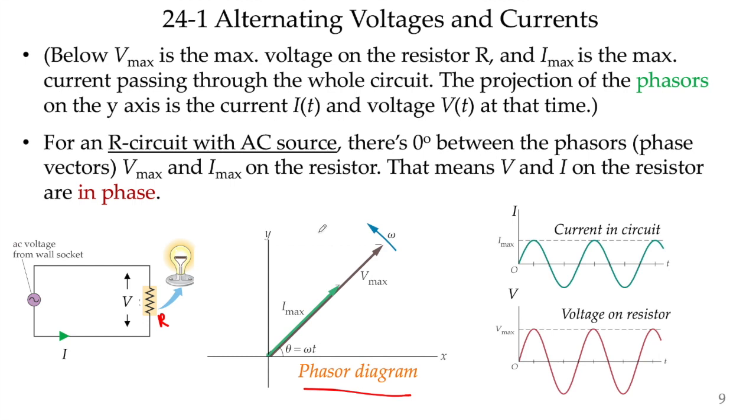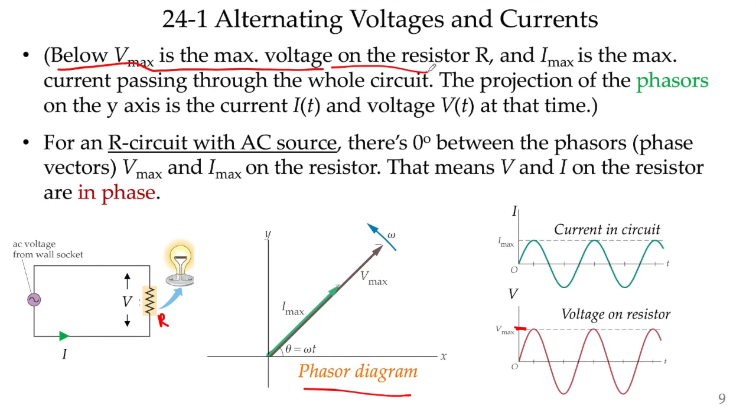Now below, let's start from here. Below, Vmax is the maximum voltage. So it's basically here. If you connect it to the wall in European countries, it's going to be 220 volts maximum voltage. Sorry, it's not 220 volts, it's actually more than that. I'm going to explain it later.